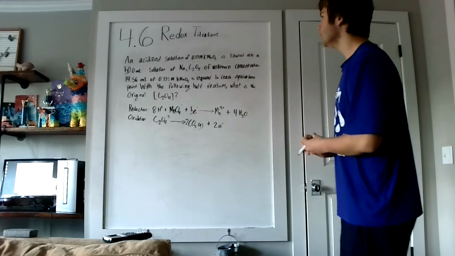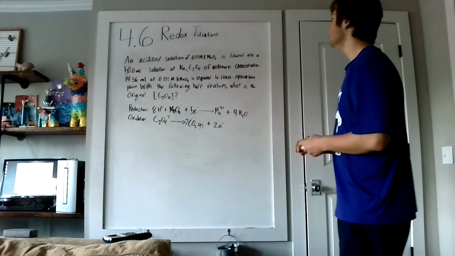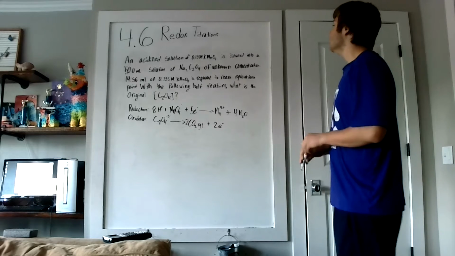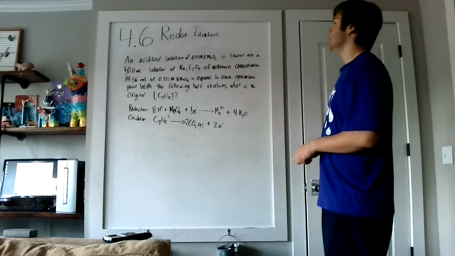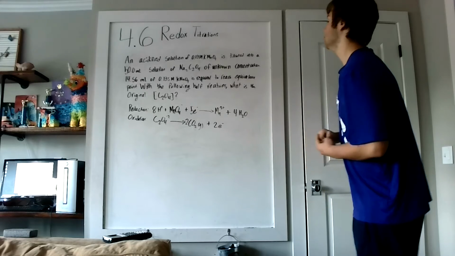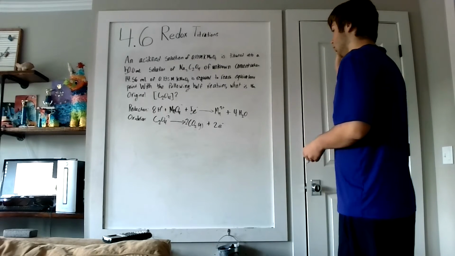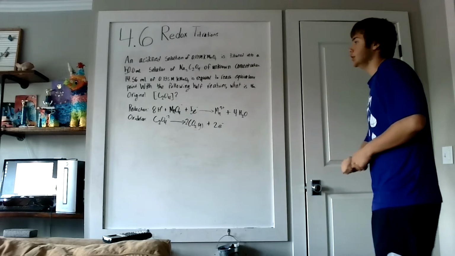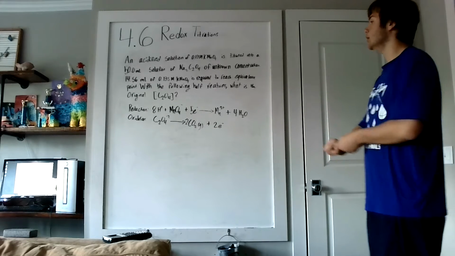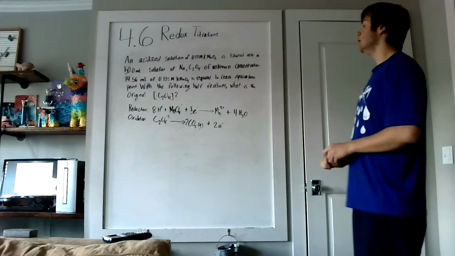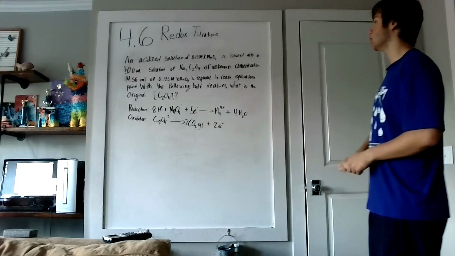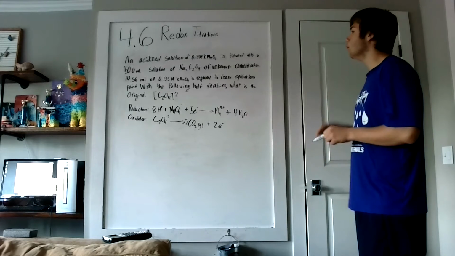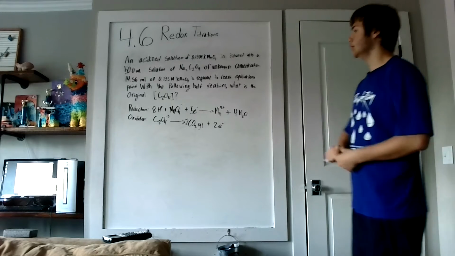So, an acidified solution of 0.135 molar potassium permanganate is titrated into a 50.0 milliliter solution of sodium oxalate of unknown concentration. 14.56 milliliters of 0.135 molar potassium permanganate is required to reach equivalence point. With the following half reactions, what is the original concentration of oxalate?